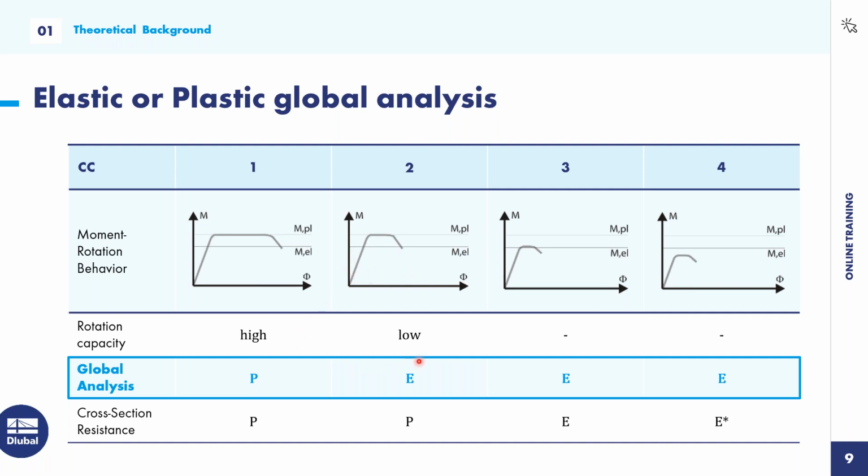And in general, you are always on the safe side when you perform the cross-section design checks with the elastic method. So you take into account the elastic global analysis, which is pretty normal when you calculate with RFEM, and also take the elastic resistant cross-section values. So much for the elastic or plastic global analysis.